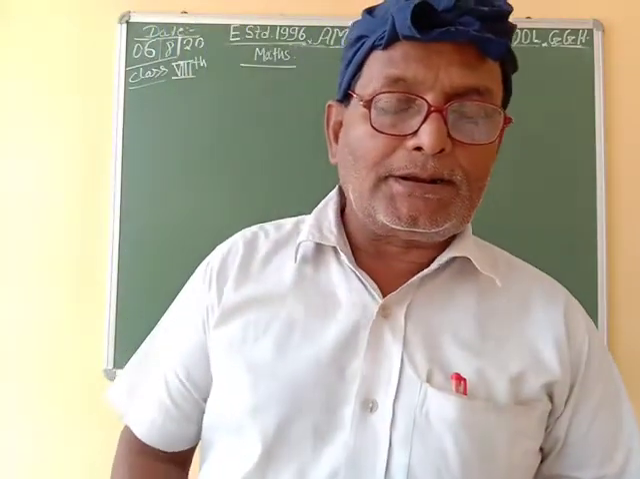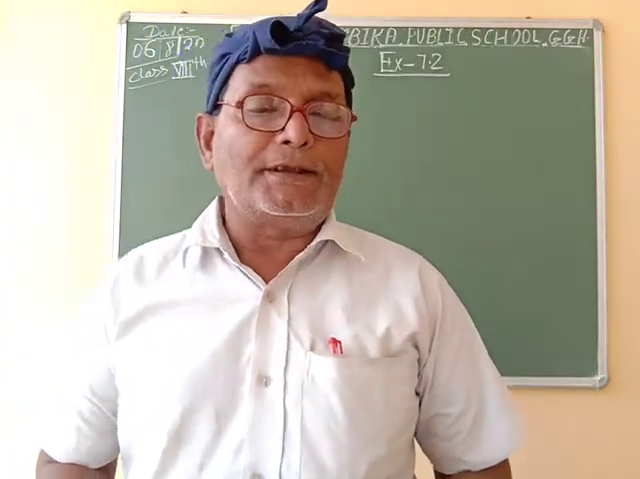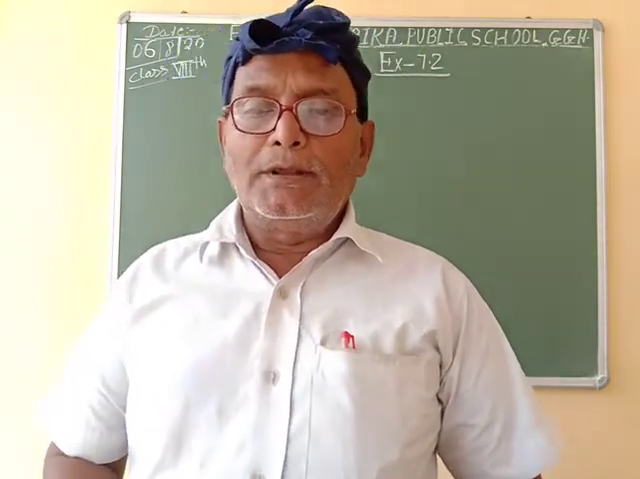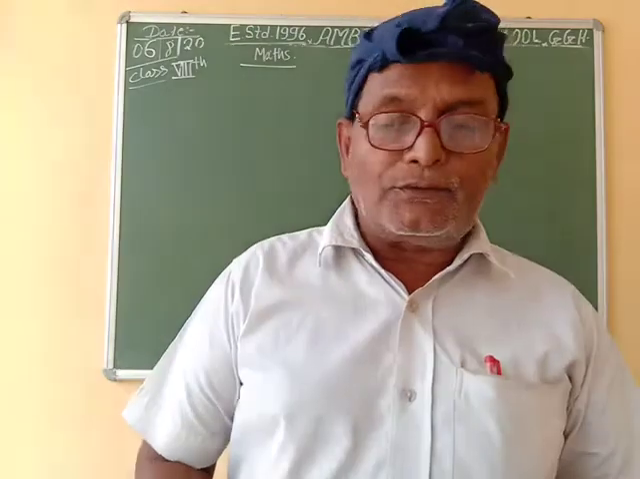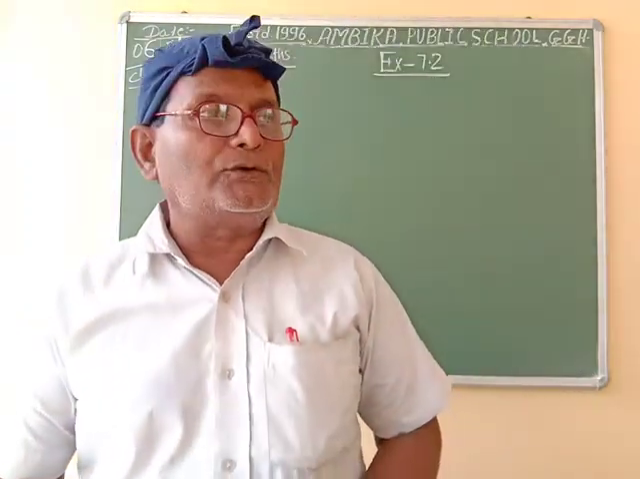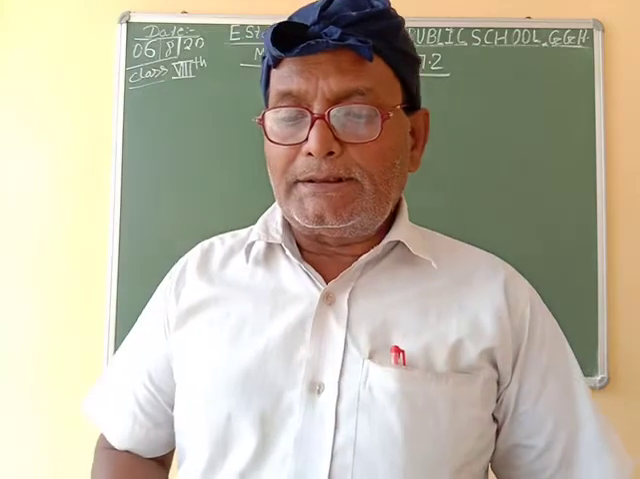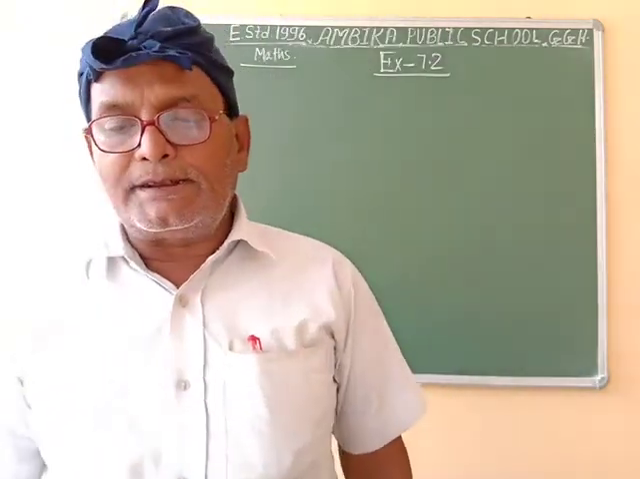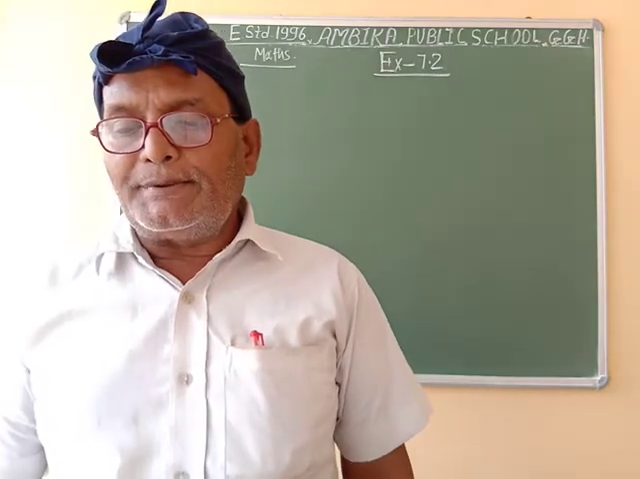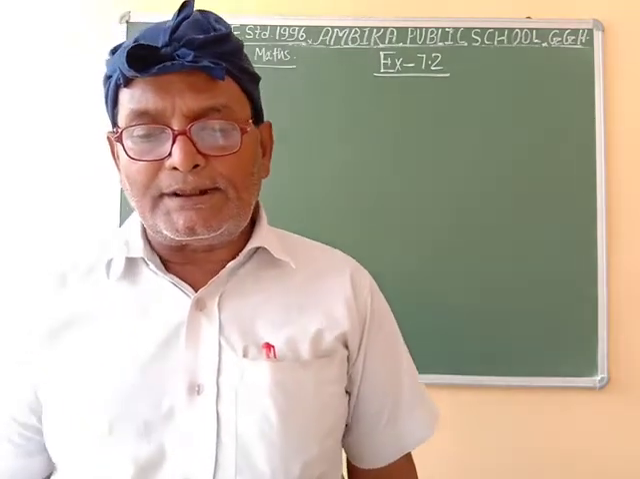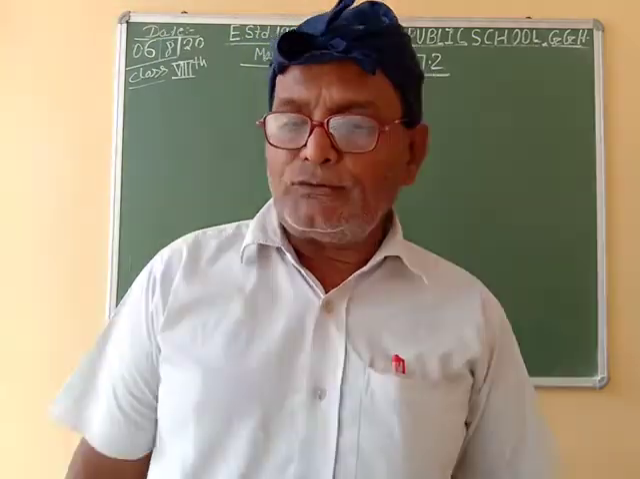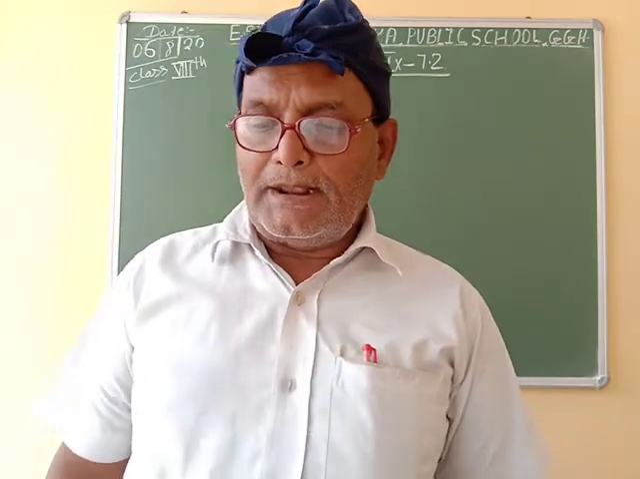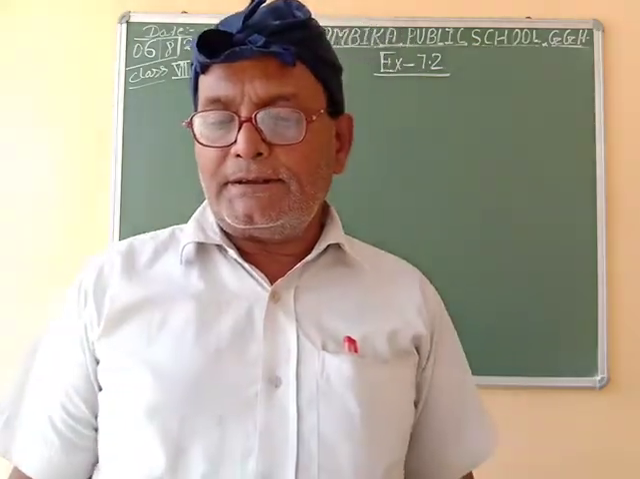Students, in the previous class I had proved Theorem 7.3: the sides opposite to equal angles of a triangle are equal. Now I am going to start Exercise 7.2. First question: in an isosceles triangle ABC with AB equal to AC, the bisectors of angle B and C intersect each other at O. Join A to O so that OB is equal to OC and AO bisects angle A.